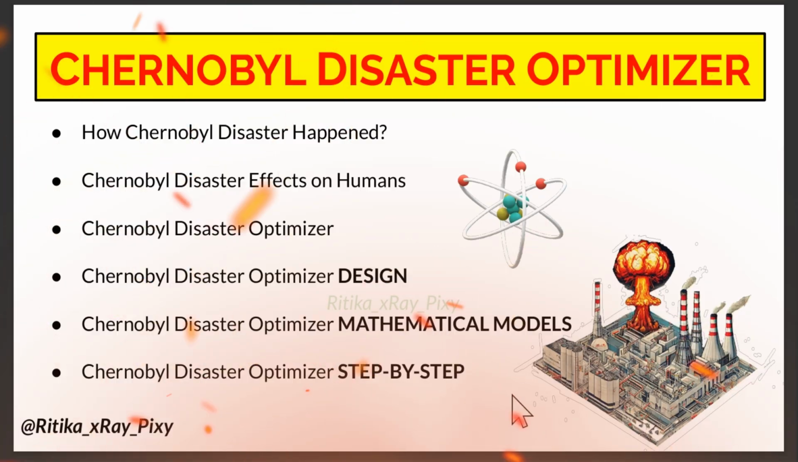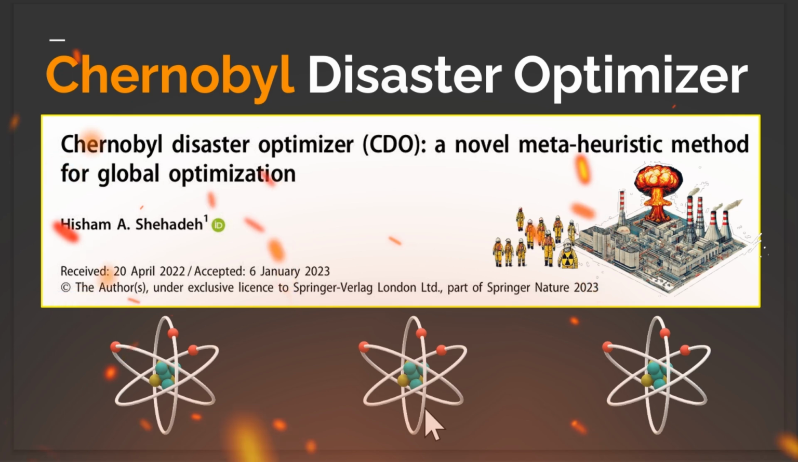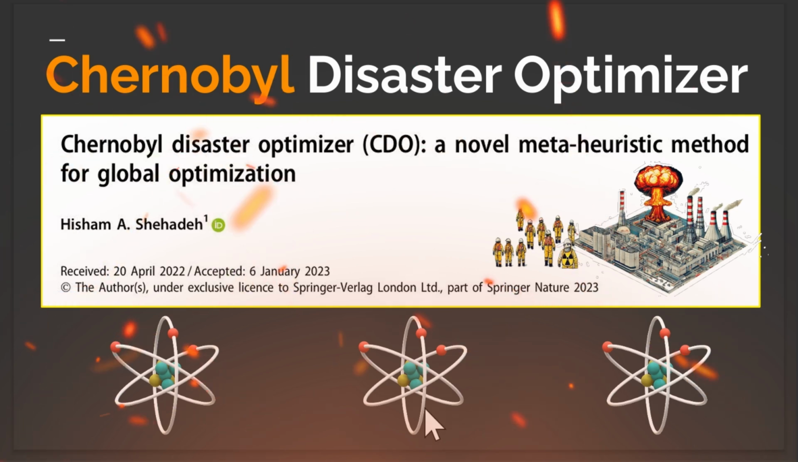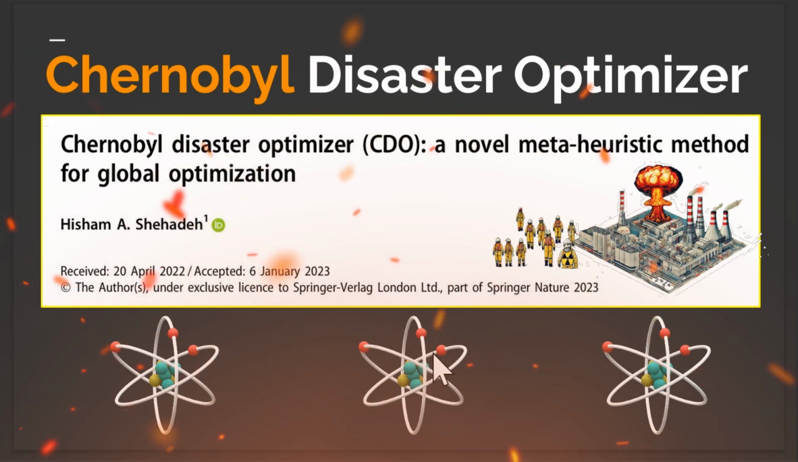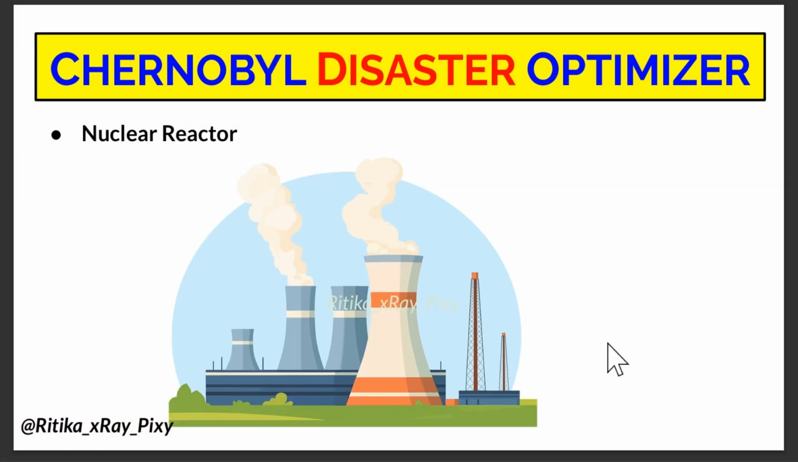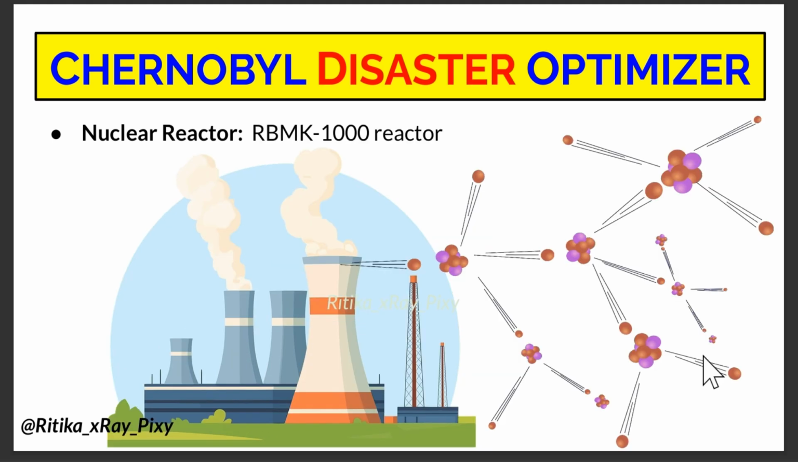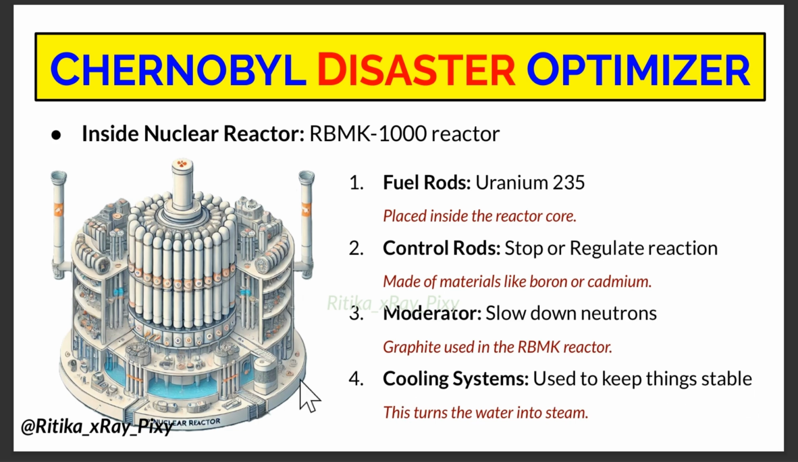First, we will start with the Chernobyl nuclear disaster, how it happened, and its harmful impacts on human health, environment, economy, and all, so that we can easily understand how it is simulated in this algorithm. A nuclear reactor is like a big machine. Inside a nuclear reactor, energy is produced through a process called nuclear fission, where the nucleus of heavy atoms such as uranium-235 splits into smaller parts and releases a massive amount of energy. Uranium-235 rods are placed inside the reactor core.